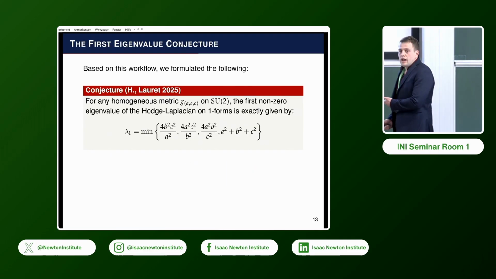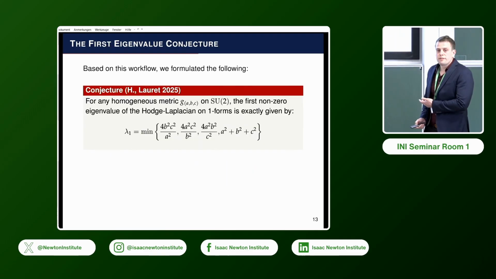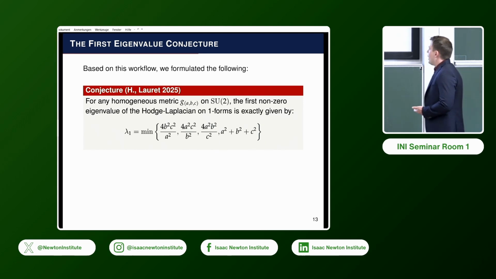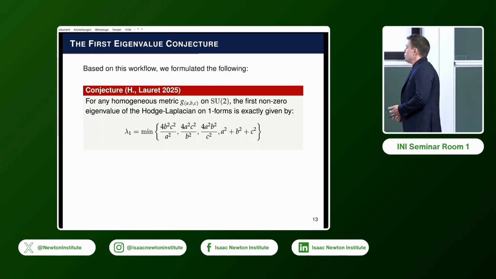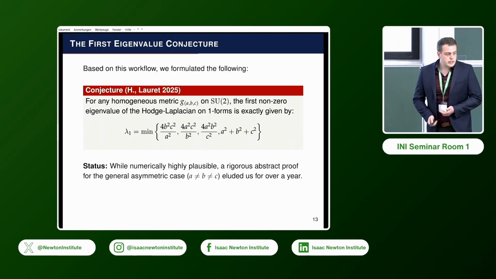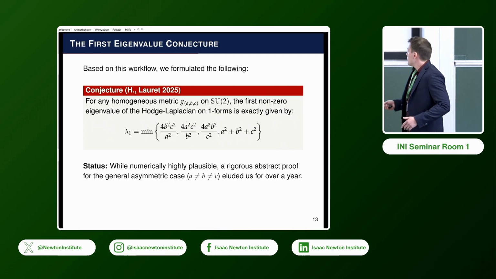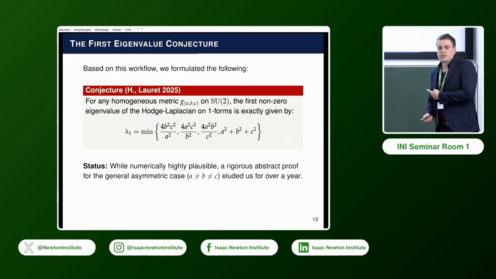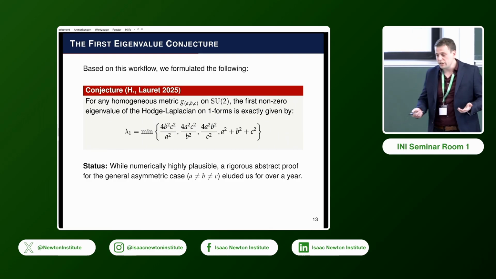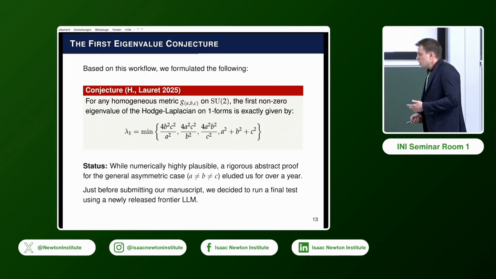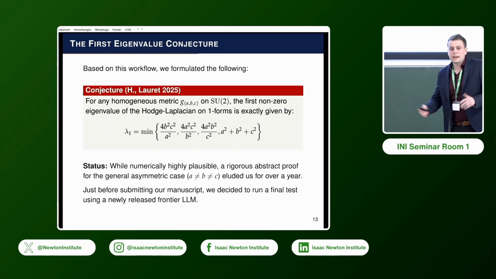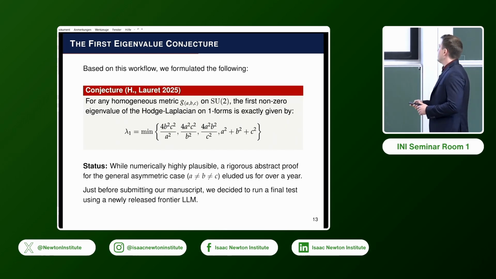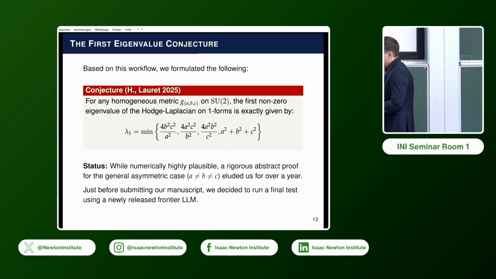With that, we had a really strong conjecture that the first eigenvalue is probably going to be the minimum among those 4 values here for an arbitrary homogeneous metric on SU(2). This conjecture was quite plausible to us numerically, but we did not find a proof for over a year. And just before submitting our results to arXiv and to a journal, we gave it a final attempt using a frontier large language model.